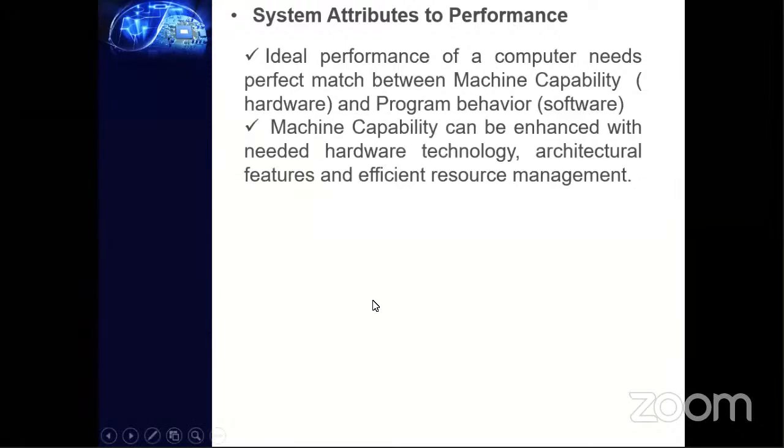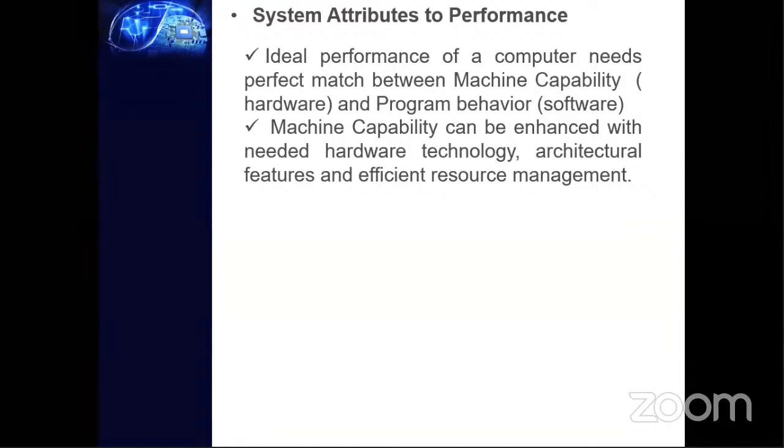Okay, the next point we have to discuss is machine capability. So what is machine capability? Machine capability can be enhanced with the needed hardware technology. Suppose there is a computer. Once again, I'm taking the same example. We have to compare the performance of two parallel computers. You have to assess which machine is doing the work faster. In order to find out, you have to consider the machine capability. So what is machine capability and how is it to be enhanced?